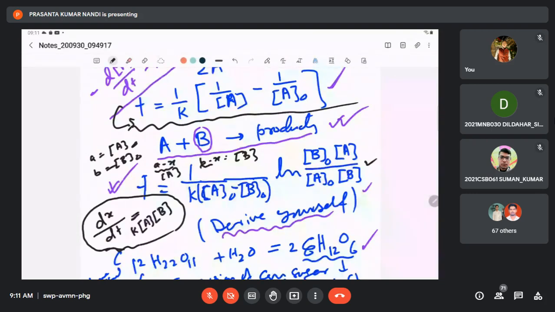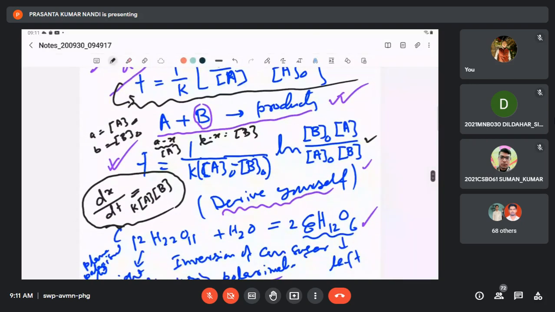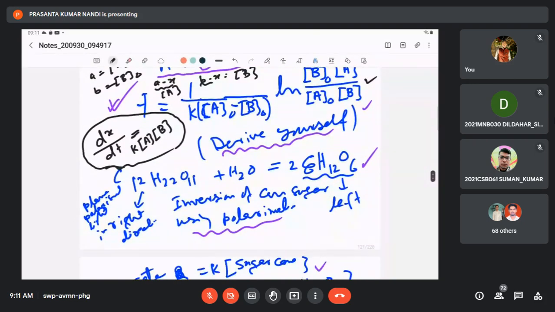That is t equal to 1 upon k into (A0 minus B0) into ln, that is log to base e, of B0 A over A0 B. You can derive it, and you can also find it in a textbook. It is available there.